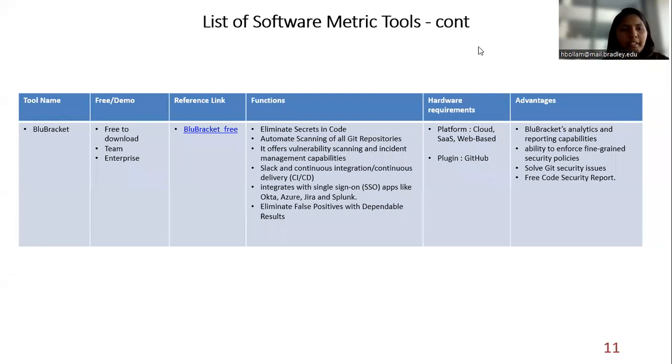And the next software metric tool is called BlueBracket. BlueBracket is a code security tool that helps developers identify and resolve security issues in their code. The company was launched in 2020 as a solution for securing open source code, which is stored in GitHub repositories. Once the BlueBracket interface is authenticated through GitHub, it performs an initial scan for vulnerabilities in our code, and that's how it works.